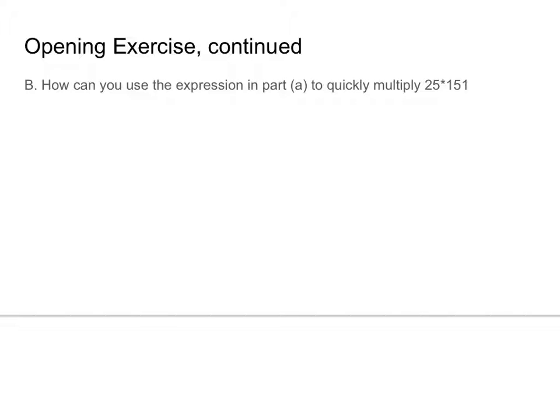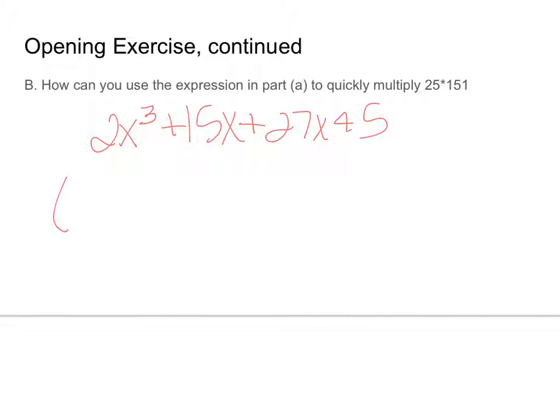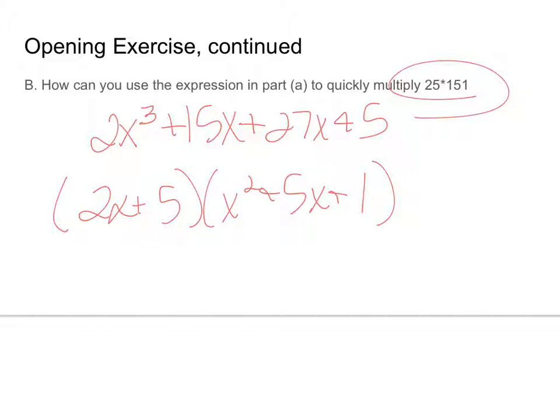Okay, open exercise continued. So this is again just like the warm-up, but this one I'm going to talk through a little bit. I'm going to write down the answer to the previous slide, still in red. And the problem was actually 2x plus 5 times x squared plus 5x plus 1. If you look, how would you use the expression in part A to quickly multiply 25 and 51?